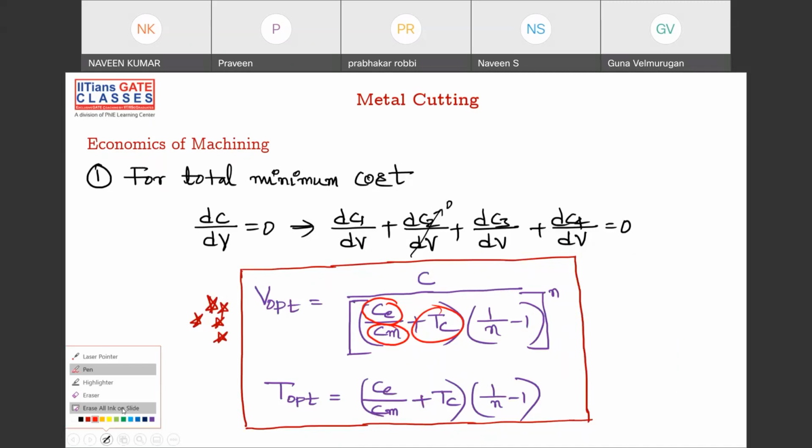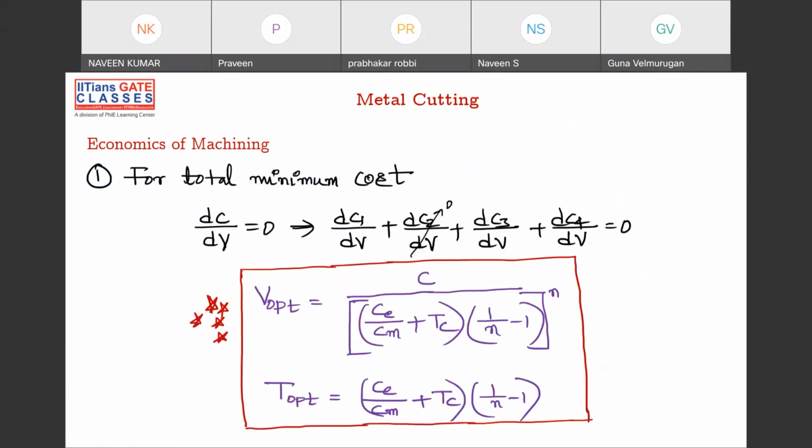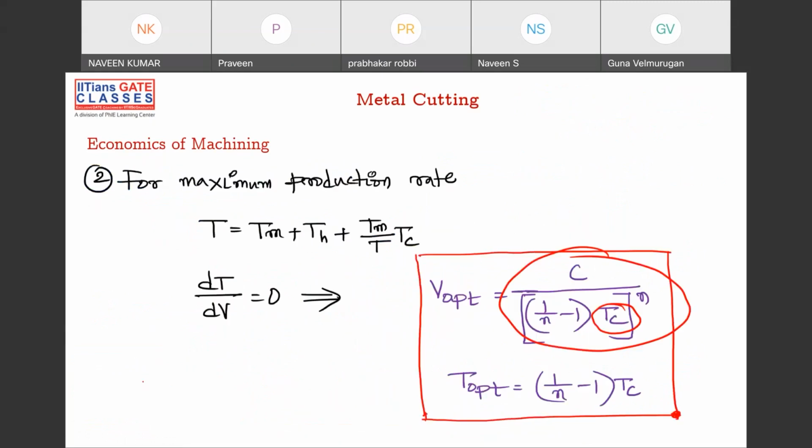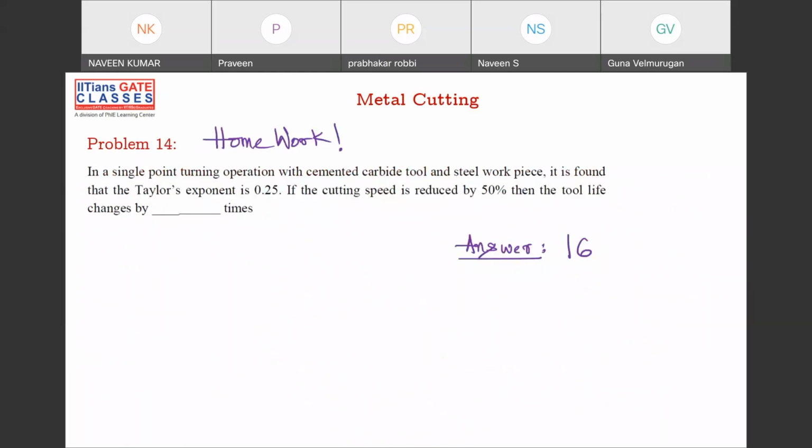Make sure that you write these into your short notes and try to memorize them, because there is no other way, we can't escape it. You have to memorize it. Next, you can also remember these two formulas: the optimum for the maximum production rate. Please do not confuse them in your examinations, because both criteria are there: total minimum cost and maximum production rate. And we'll do all the things when we are discussing.